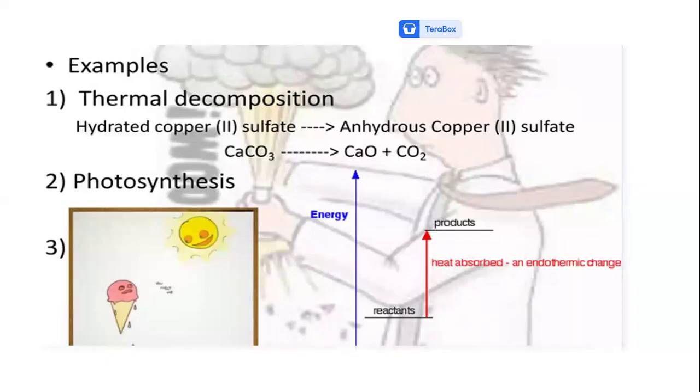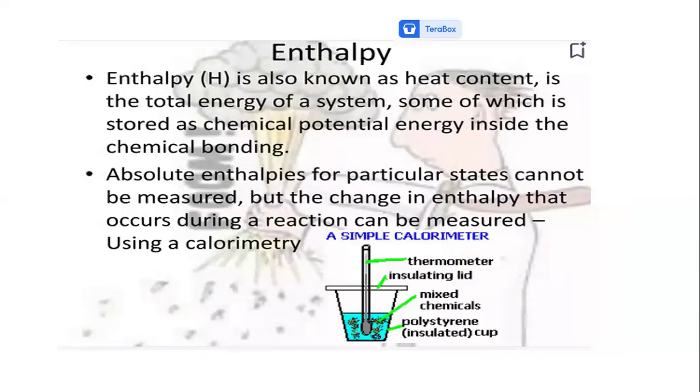Examples: thermal decomposition, heating hydrated copper sulfate to give anhydrous copper sulfate, and photosynthesis. Enthalpy, also known as heat content, is the total energy of a system, some of which is stored as chemical potential energy inside the chemical bonding. Absolute enthalpies of particular states cannot be measured, but the change in enthalpy that occurs during a reaction can be measured using calorimetry.